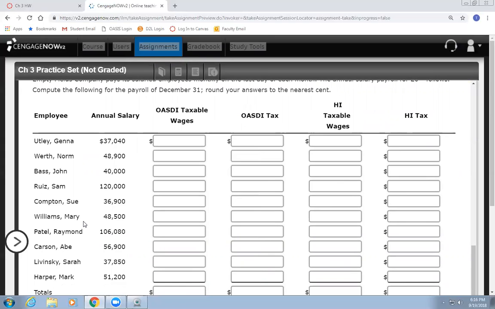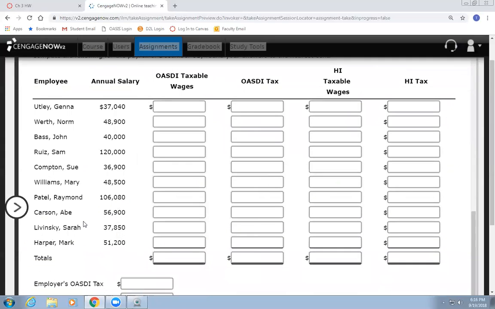As you look through these salaries, you can see most of them are just going to pay the standard 6.2% and 1.45%, because unless their annual salary is greater than $118,500, they're subject to the same tax. So we really only have the one, Sam Ruiz, that has an annual salary that's going to be greater than the limit. These aren't that difficult, but here we're just looking at it from a different perspective. We're looking at 1 month. They're giving us the annual salary, but we're just calculating taxable wages for 1 month.